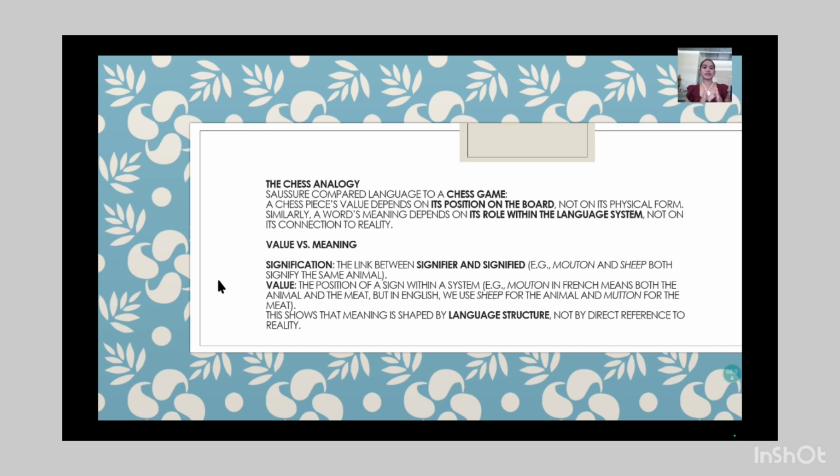Next is value versus meaning. Signification is the link between signifier and signified. For example, mutton and sheep both signify the same animal. Value, next, is the position of a sign within a system. For example, in French, mouton means both the animal and the meat. But in English, we use sheep for the animal and mutton for the meat. This shows that meaning is shaped by the language structure, not by direct reference to reality.